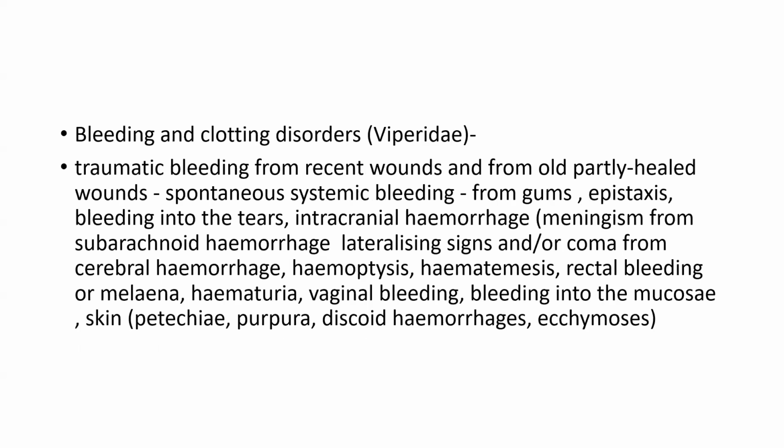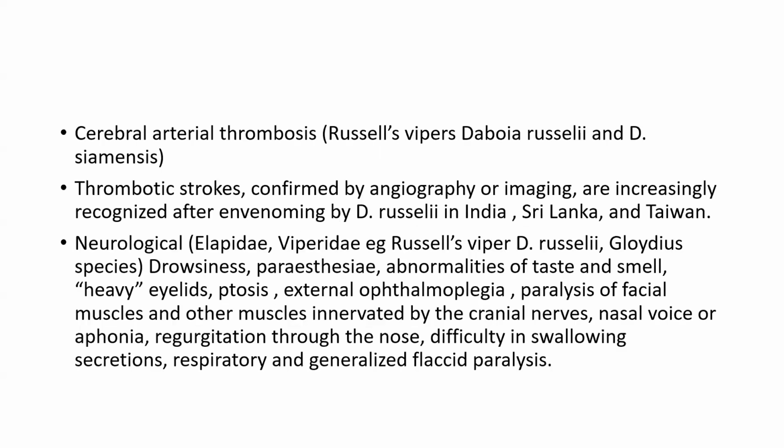Now, the bleeding and clotting disorder occurs because of the viper. Traumatic bleeding from the recent wound and from the old partly healed wound, spontaneous systemic bleeding from gums, epistaxis, bleeding into tears, intracranial hemorrhages, meningism from subarachnoid hemorrhage, lateralizing signs or coma from cerebral hemorrhage, hemoptysis, hematemesis, rectal bleeding or melena, hematuria, vaginal bleeding, bleeding into mucosa and the skin, which will manifest as petechiae, purpura, discoid hemorrhage, and ecchymosis.